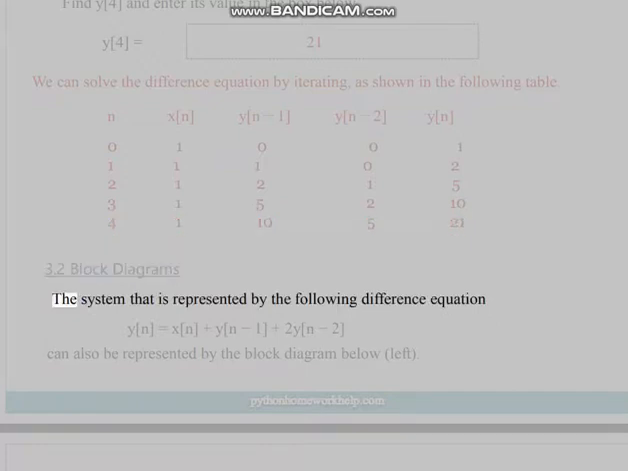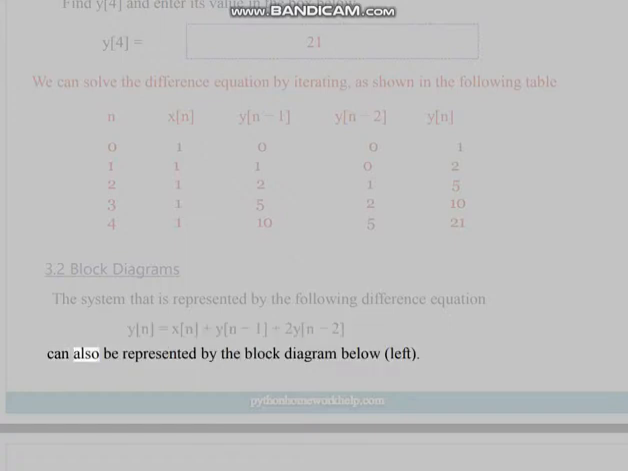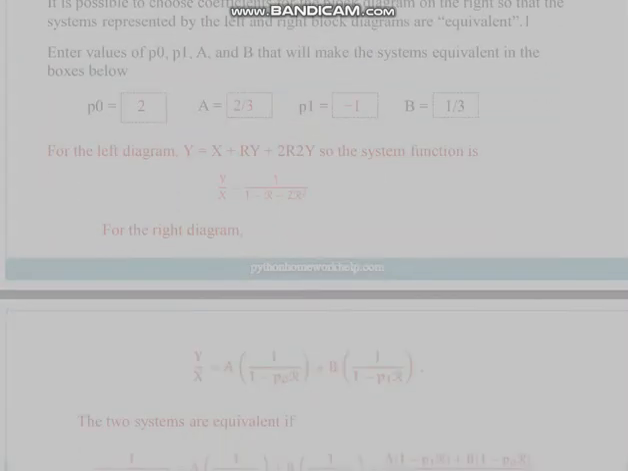3.2 Block diagrams. The system that is represented by the following difference equation: y[n] = x[n] + y[n-1] + 2y[n-2] can also be represented by the block diagram below, left. It is possible to choose coefficients for the block diagram on the right so that the systems represented by the left and right block diagrams are equivalent. Enter values of P0, P1, A, and B that will make the systems equivalent in the boxes below. P0 = 2, A = 2/3, P1 = -1, B = 1/3.